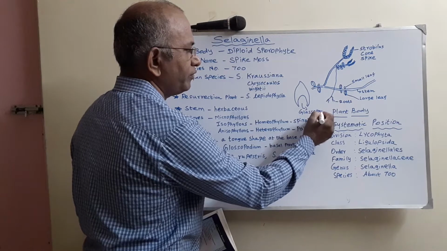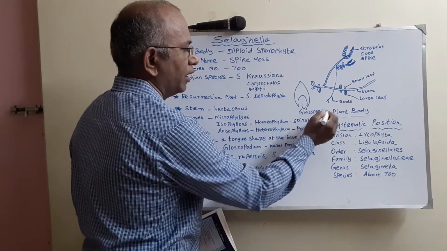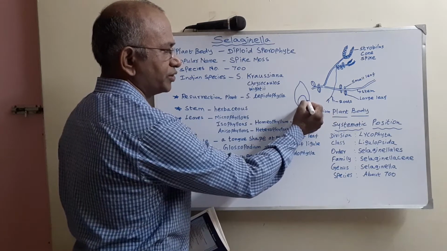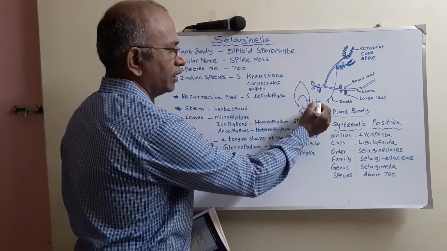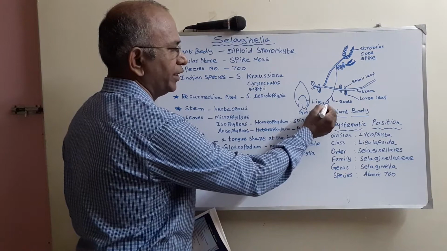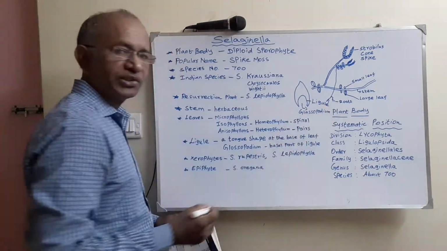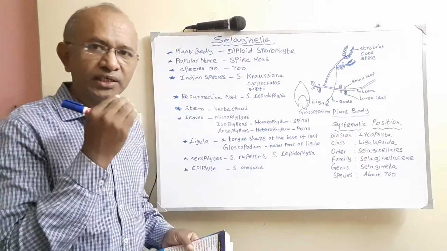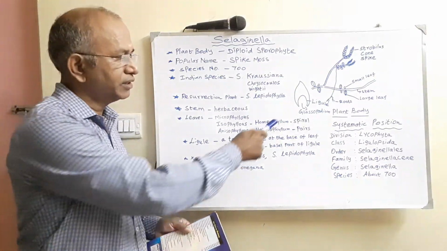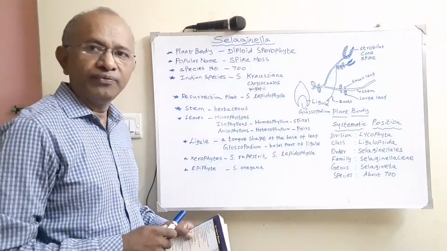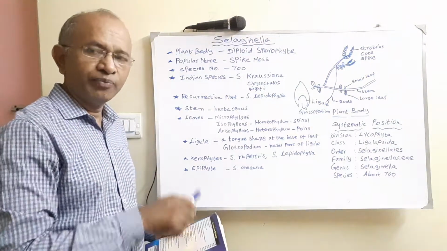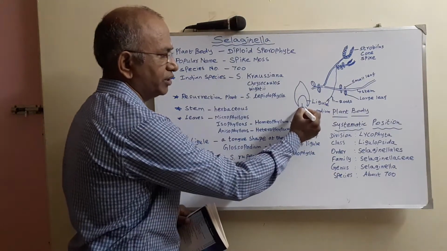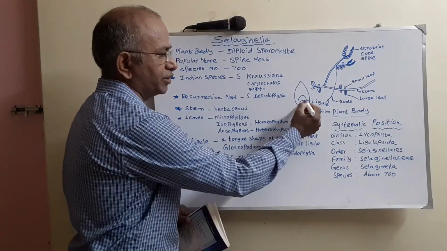Glossopodium. This glossopodium is present in a structure called the ligule. The ligule is nothing but a trunk-shaped structure present at the bottom of the leaf. In that particular ligule, there is a small pouch-like or pocket-like structure.